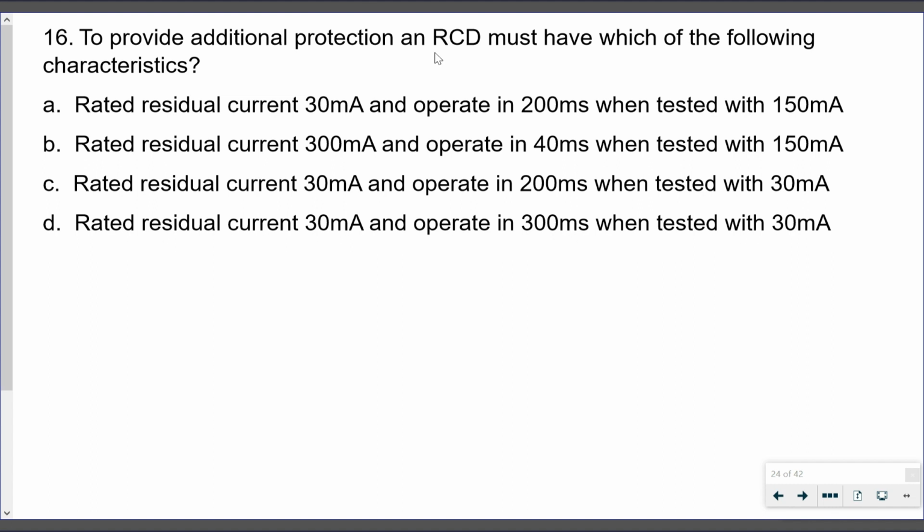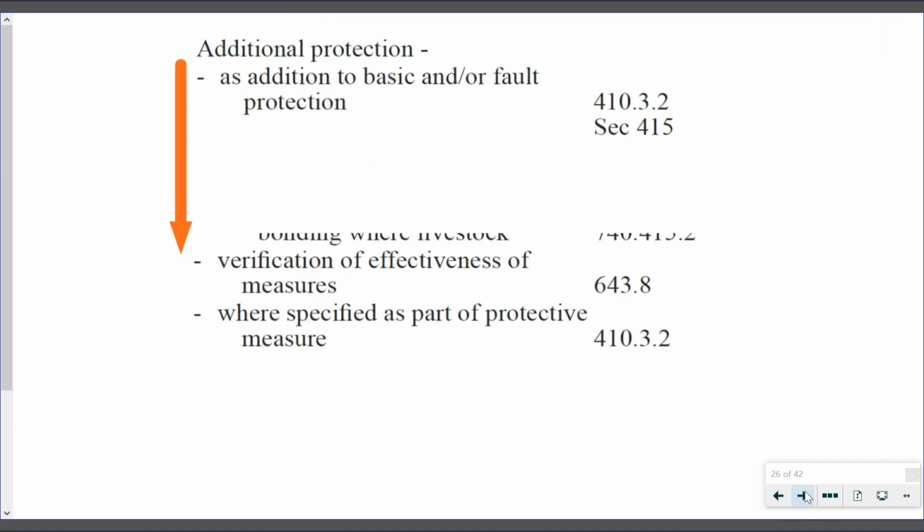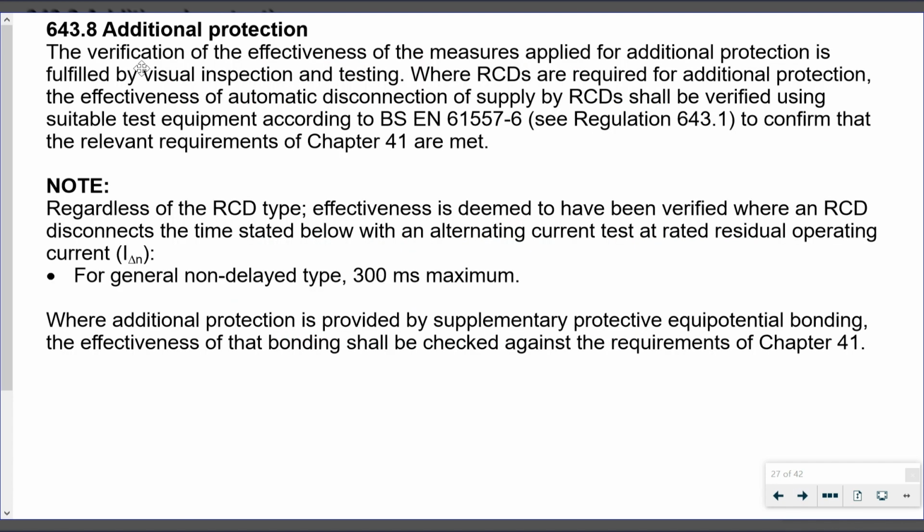But we're looking at how do we verify whether or not that RCD is operational. Well, you can see it's talking about when it's tested. So we're looking at testing of RCDs. I actually own one of these. So we're getting additional protection, and we're looking at the verification of effectiveness of the measures. It takes us to 643.8, additional protection, verification of effectiveness, and it gives you the ramble through about the requirements for the RCD testing.